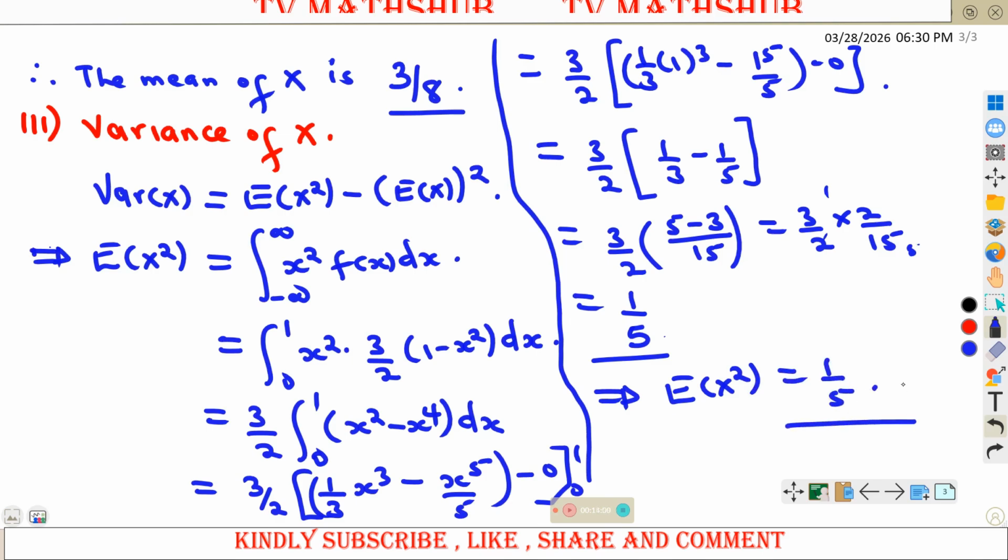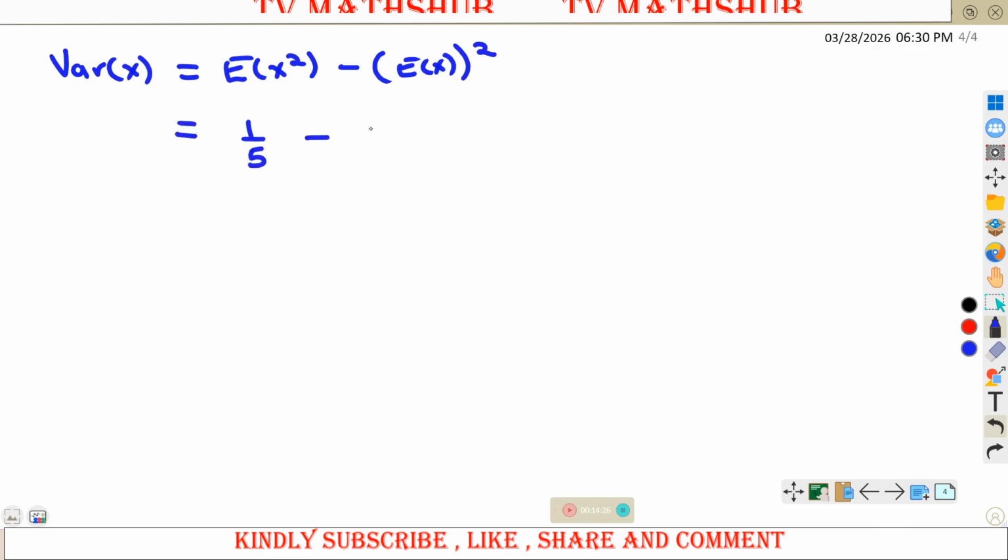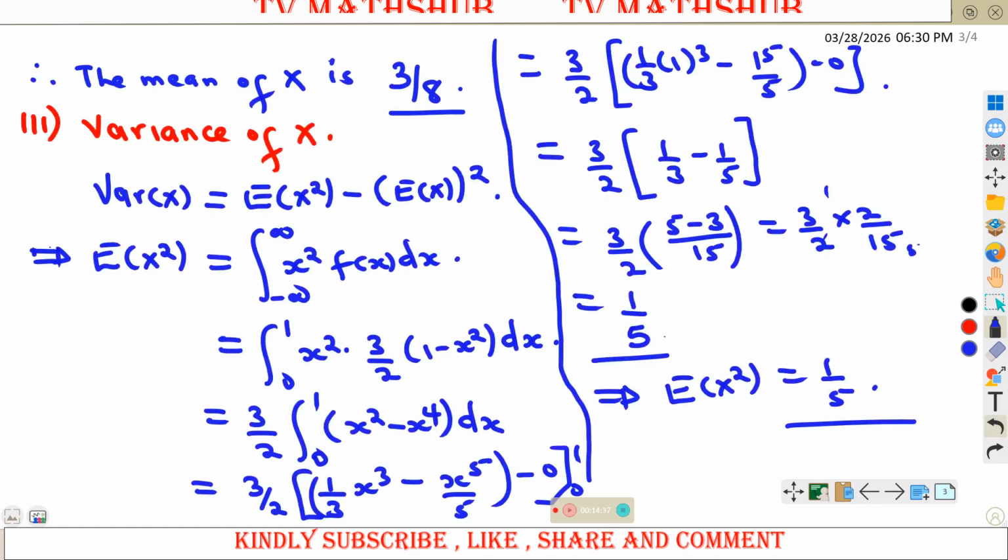So having gotten the expectation of x squared, we already know the expectation of x. So we shall now substitute to get the variance. So variance of x will be same as we have seen, it is expectation of x squared minus expectation of x, the whole of this squared. So this is same as 1 over 5 minus 3 over 8, the whole of this squared. 3 over 8 is our expectation of x.